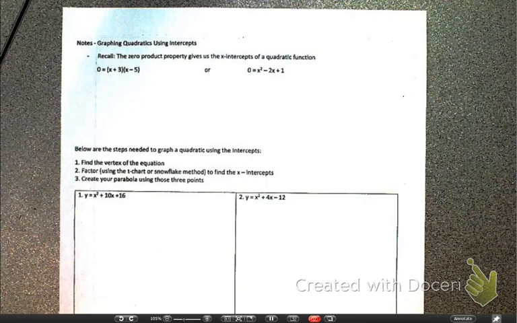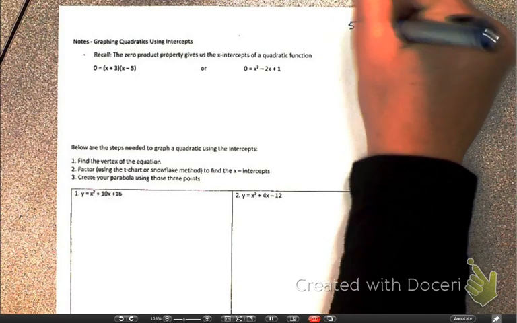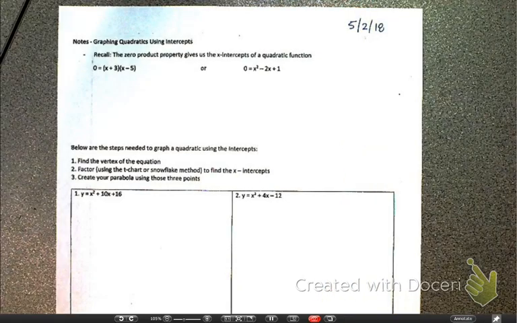Okay, so this is the worksheet you should have. This is going to be placed on page 63. It is the second.